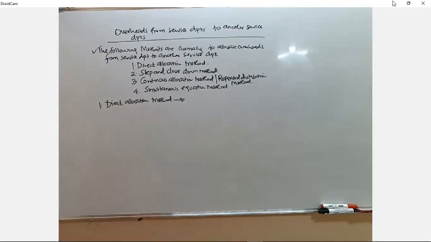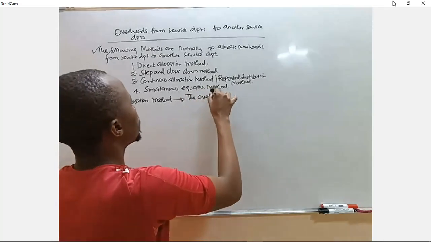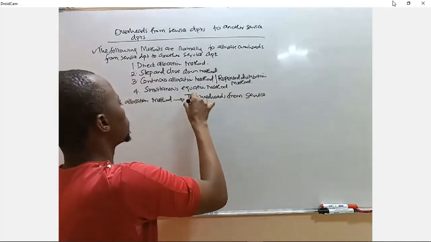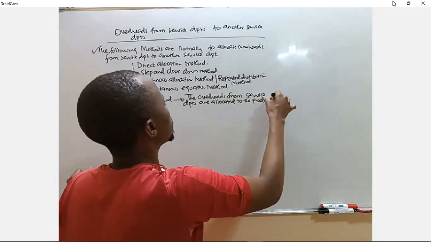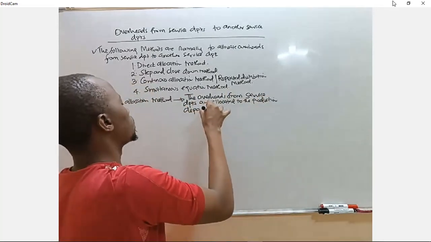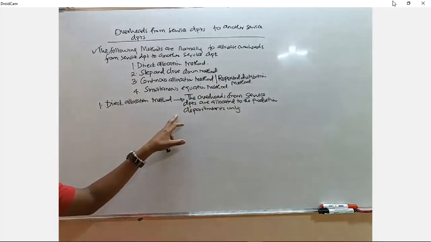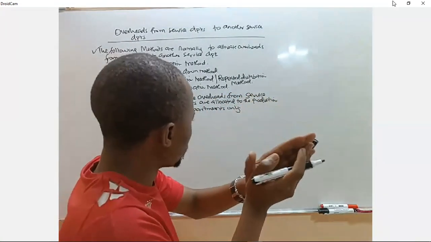When you're discussing the direct allocation method, we are saying that in this method, the overheads from the service departments are allocated to the production departments only. What does it mean? It means that when we are using the direct allocation method, you cannot allocate any overheads to the service departments based on the proportions provided by the examiner.